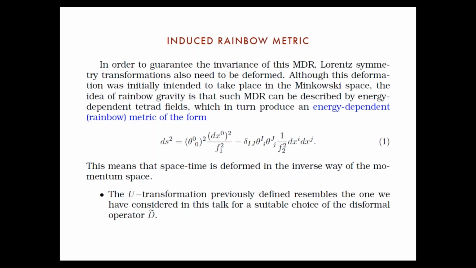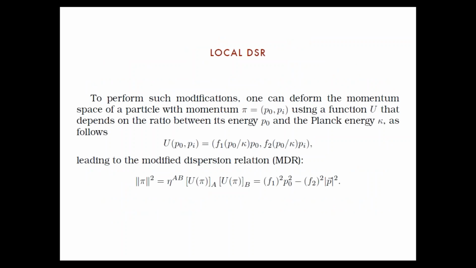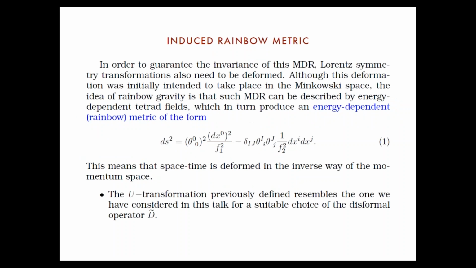And, well, although this deformation was initially intended to take place in the Minkowski space, the idea of rainbow gravity is that such modified dispersion relation can be described by energy-dependent tetrad fields. Therefore, you get an energy-dependent rainbow metric of this form that transforms in the inverse way as the momentum space, or as the momentum coordinates.